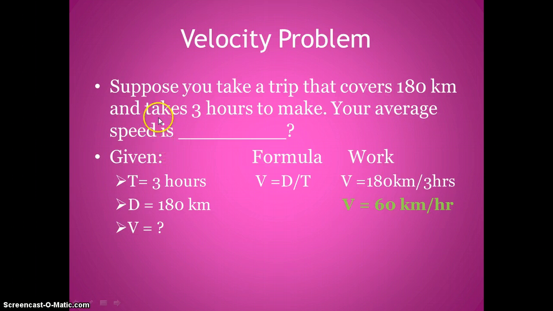Here's a velocity problem. Suppose you take a trip where you cover 180 kilometers and it takes 3 hours to make it. Your average speed is what then? Here's the given, our formula, and the work, and you can see that the average speed or velocity would be 60 kilometers per hour.